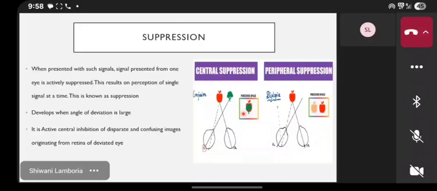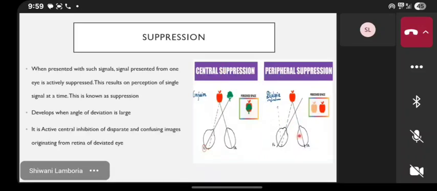Then suppression. To combat the confusion and the diplopia, kids have central and peripheral suppression. So when presented with such a signal, the signal from one eye is actively suppressed. This results in perception of one signal at a time. This is known as suppression. So central suppression is seen in confusion, peripheral in diplopia. Central, because this was falling on this fovea, and this was falling on this fovea, so we'll suppress one of the foveae.